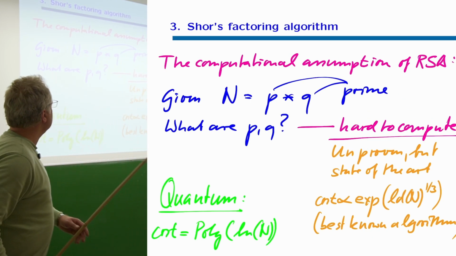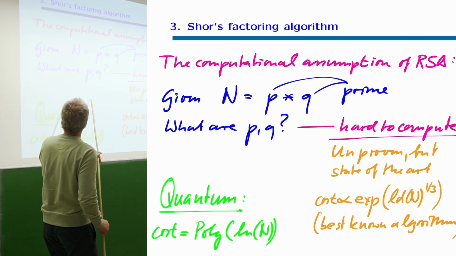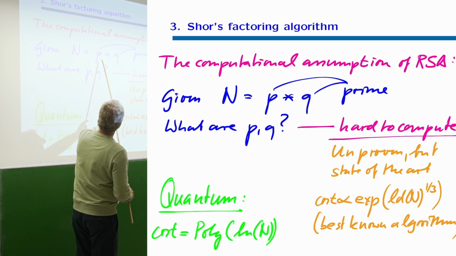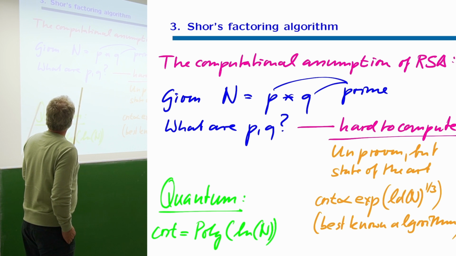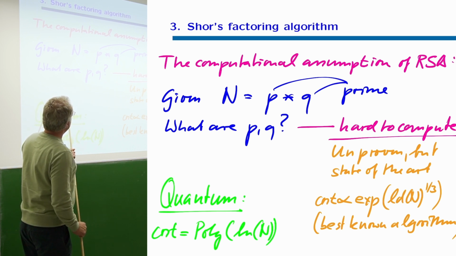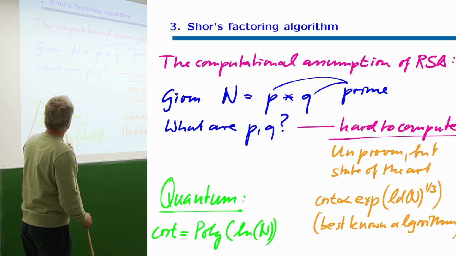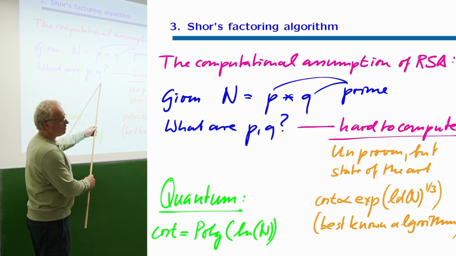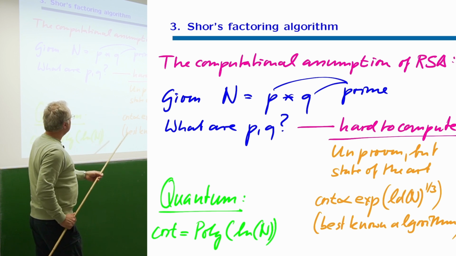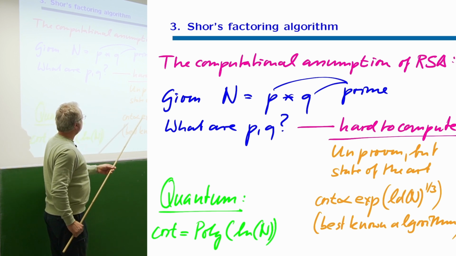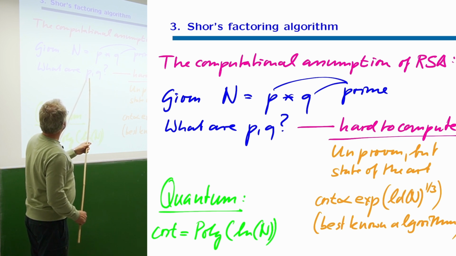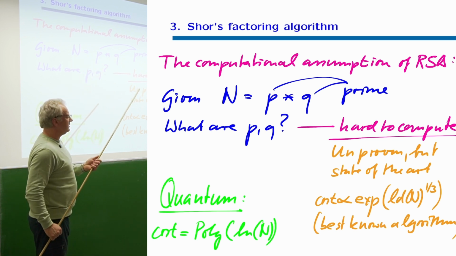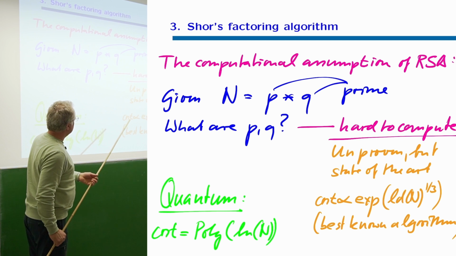Here is the computational assumption of RSA. You have an integer that is the product of two primes. The question for the eavesdropper, the person who wants to break this communication, is: given n, what are the prime factors? It is believed, not proven, but believed, that this is a hard computational problem. Getting n out of the factors is of course very easy, but the reverse is not.